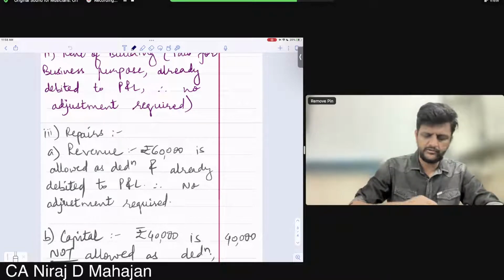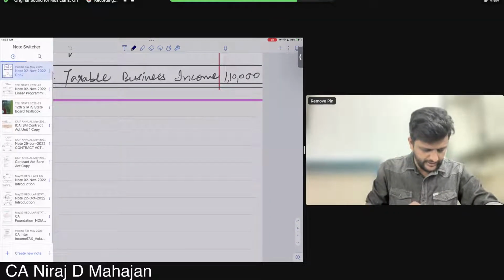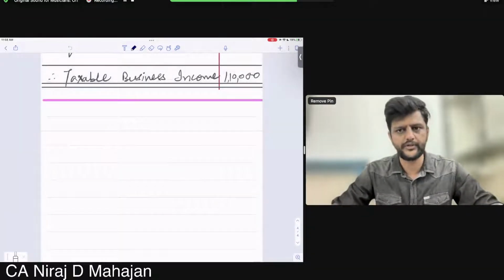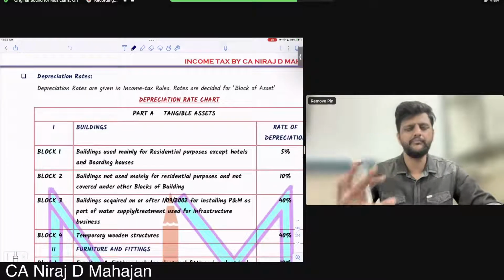Depreciation. And one of the most important and little bit technical in nature. Section 32, depreciation. Understand? Please try to understand. Now have a little bit more focus.